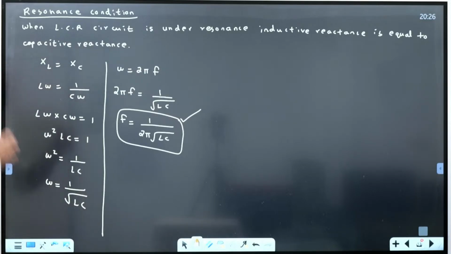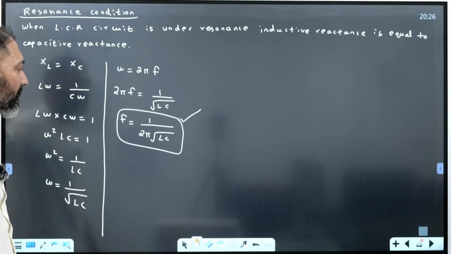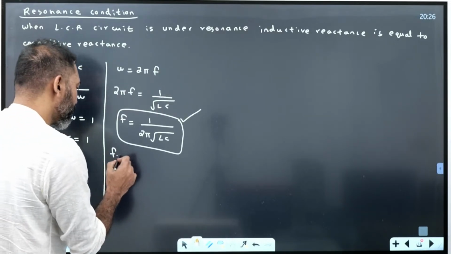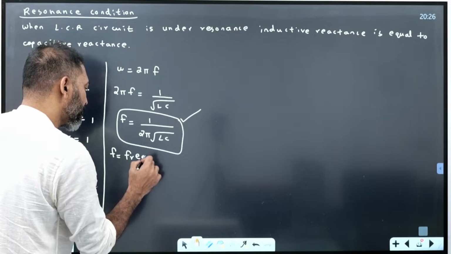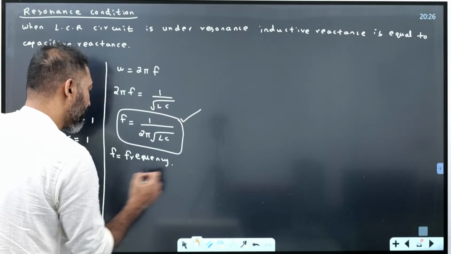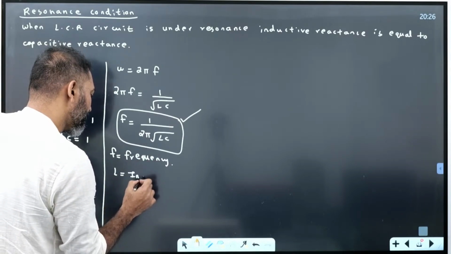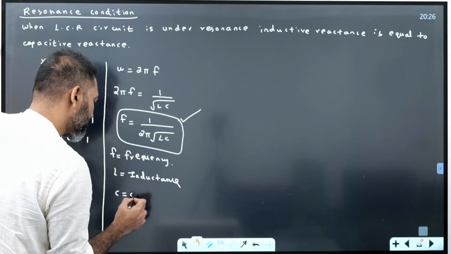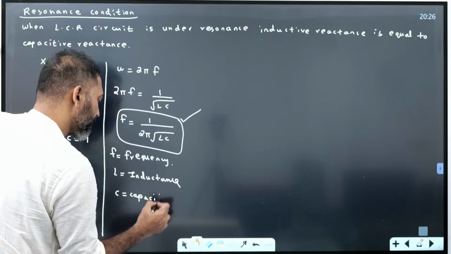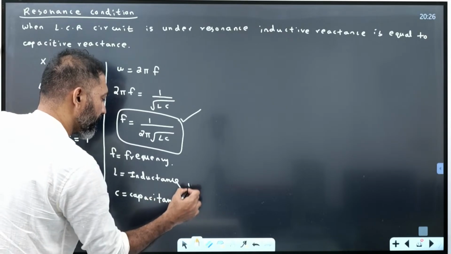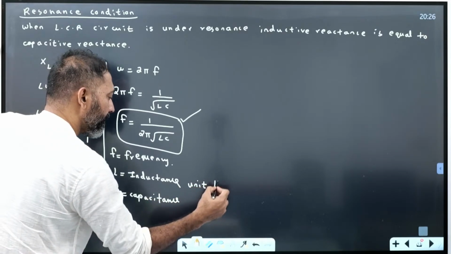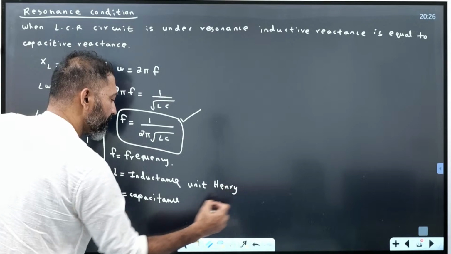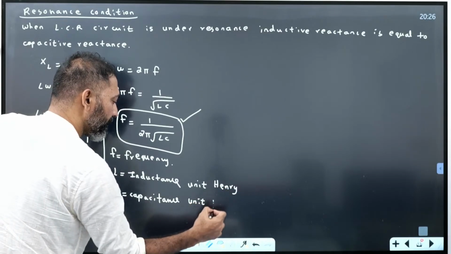So what is the resonance frequency condition? F equal to 1 by 2 pi root LC. Please note down resonance condition, where F is what? Frequency. L is what? Inductance. C is what? Capacitance. Here unit Henry. Capacitance unit Farad.